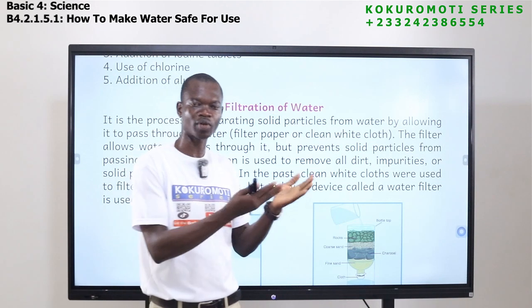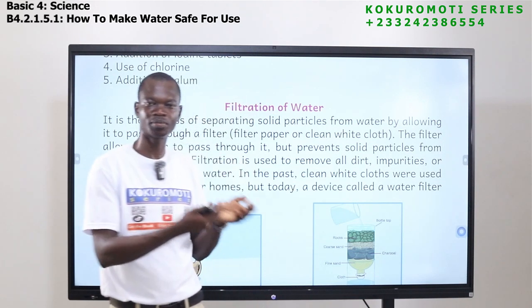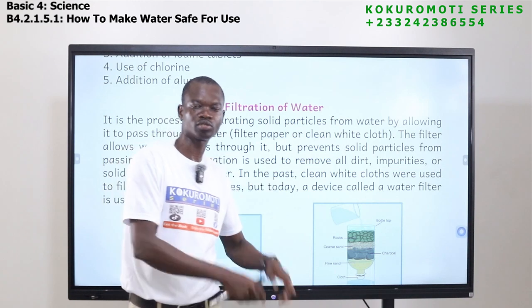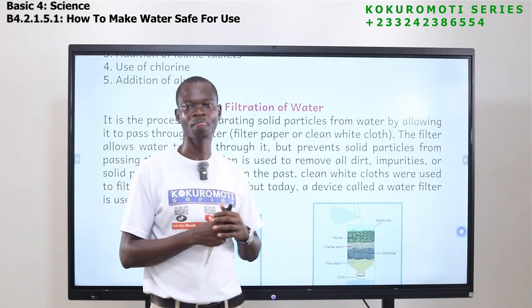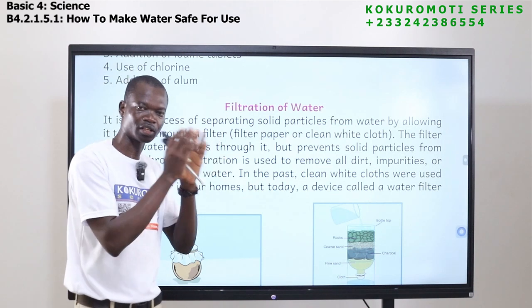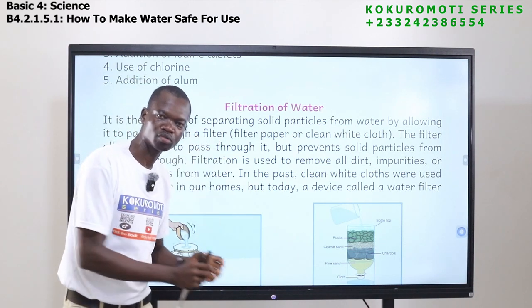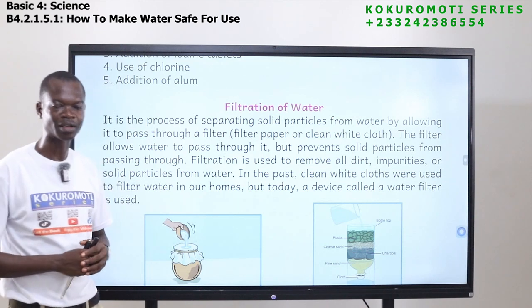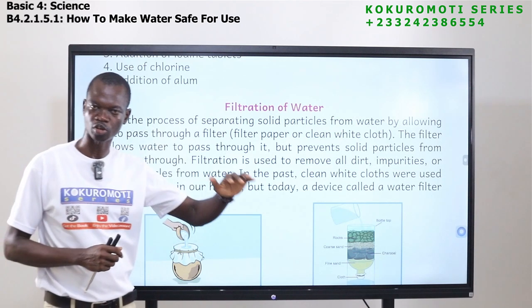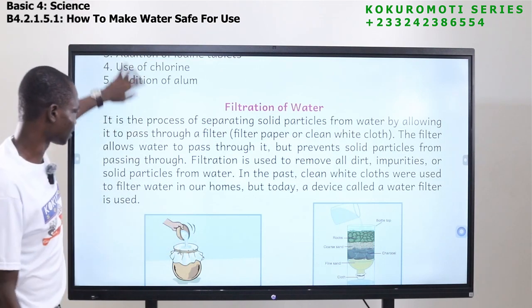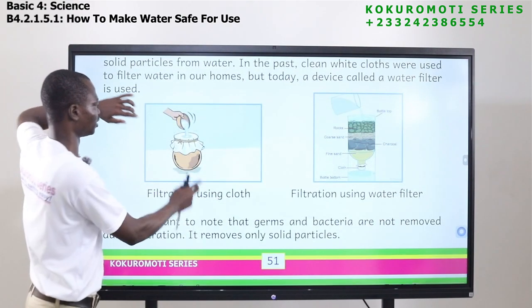The filter or the white cloth separates the solid particles, preventing the solid particles from going into the container. So you pour it and the liquid components will pass through the cloth into the bowl or the container, but the solid particles will be on top. So that is what we mean by filtration. This is an example of how filtration is done.